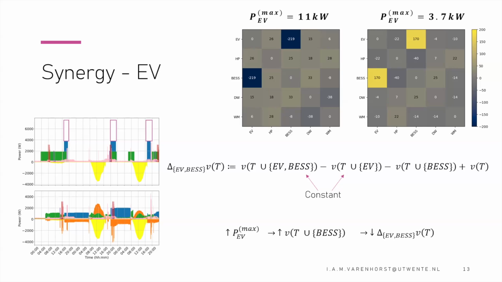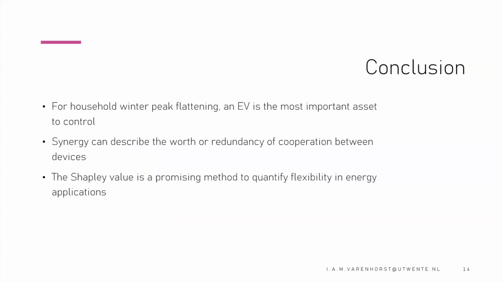But for now, I just want to go to the conclusion. Based on the results that I've shown you here today, for household winter peak flattening in this Dutch scenario, the EV is the most important asset to control. And more importantly, if we look at the approaches that we described, synergy can really describe what the worth or the redundancy of the cooperation between devices is, which is a very interesting result.